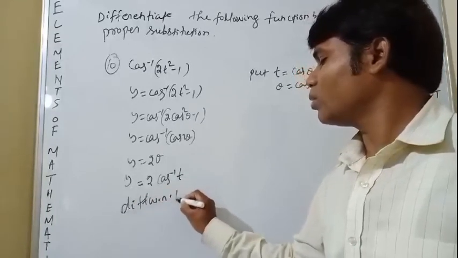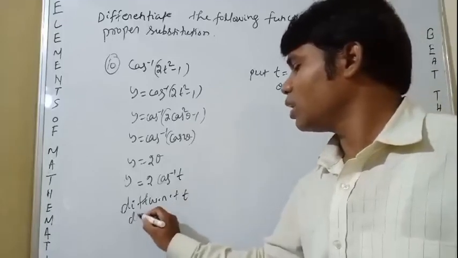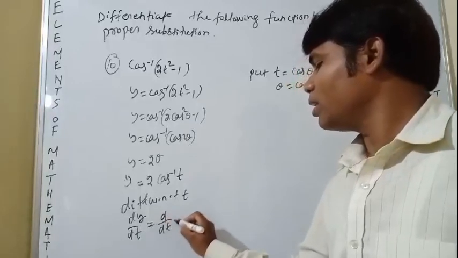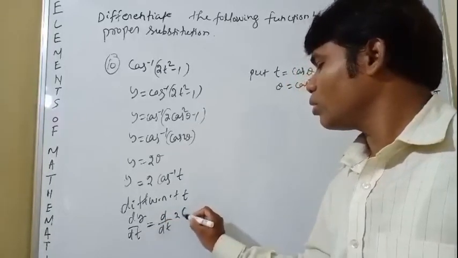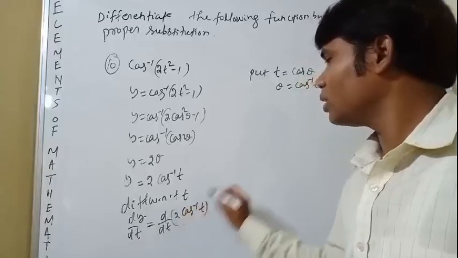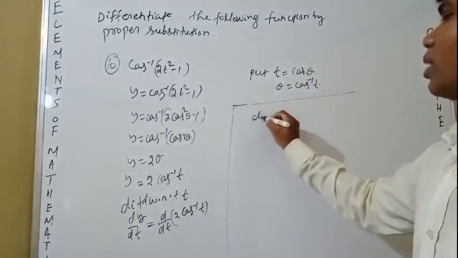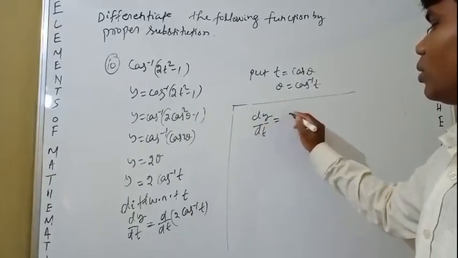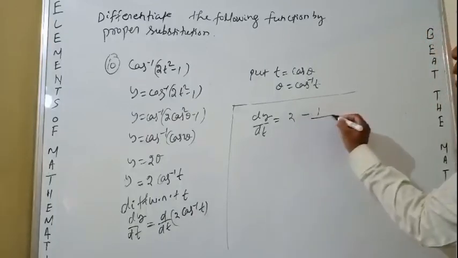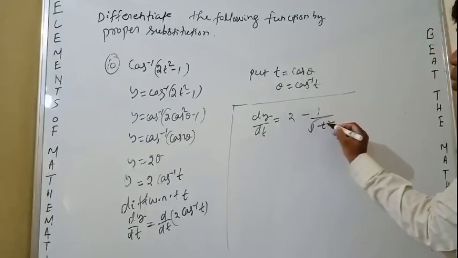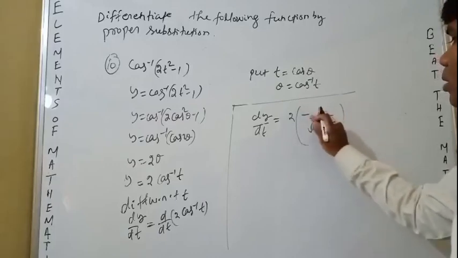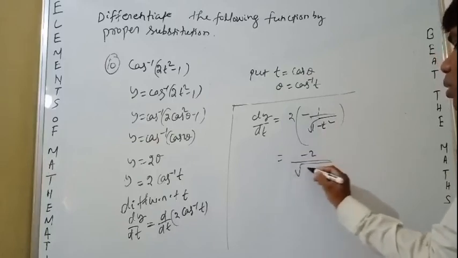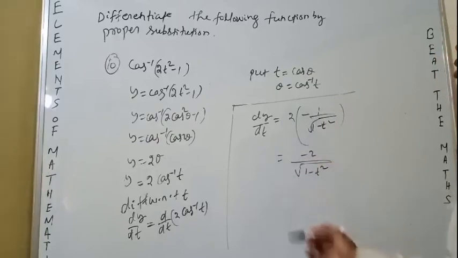Differentiate with respect to t. dy by dt is equal to d by dt of 2 cos inverse t. 2 is constant, and the derivative of cos inverse t is minus 1 by root over 1 minus t square. Okay, is equal to minus 2 by root over 1 minus t square. Pause the video, note it down.